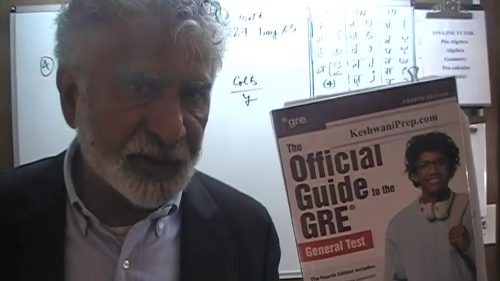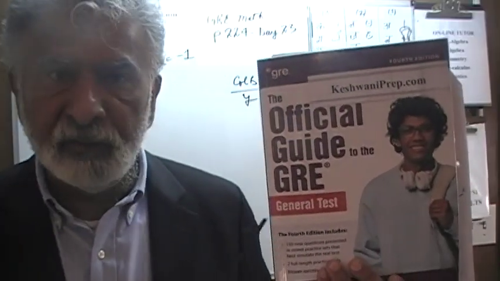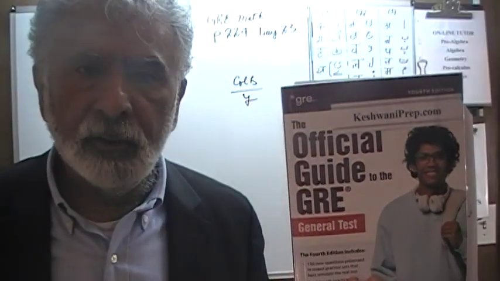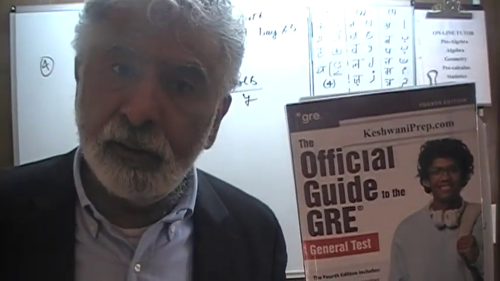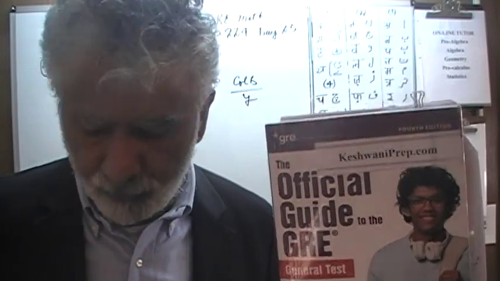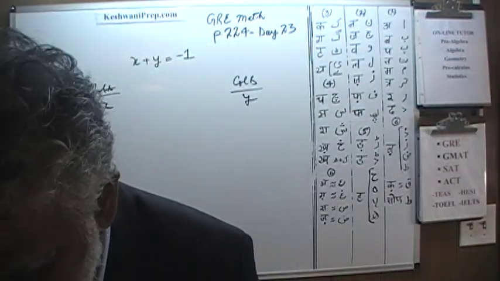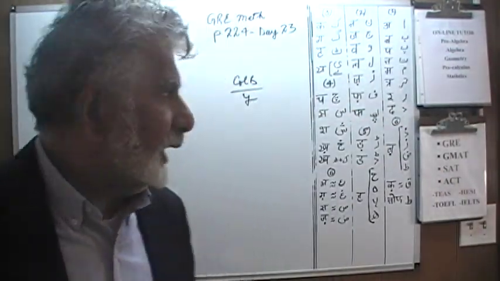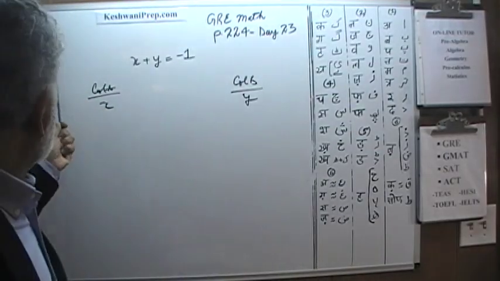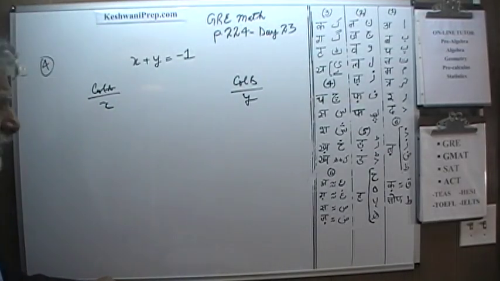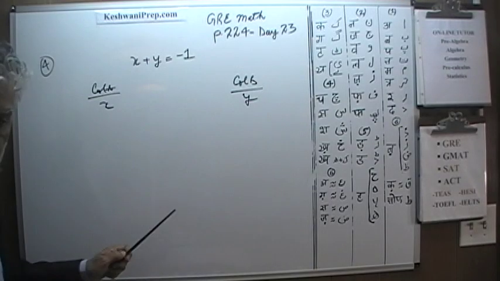We are here because we want to prepare for GRE. We have been solving GRE math problems out of this book here, the GRE Official Guide, the 4th edition. If you do not own this book already, purchase one immediately. You're going to need it. Today is our lesson number 23 and we are on page number 224. Problem number 4, as you can see, is on the blackboard. I'm going to go through the problem, then you do it yourself.